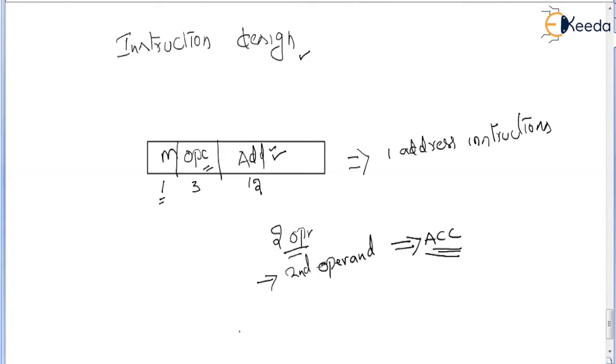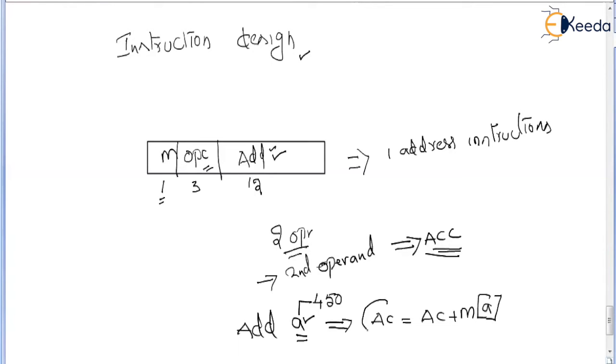Okay, for an example, when I say add a, you need to understand a is a memory location. In the instruction, a will be specified by its address, let us say 450. So when I say add a, it means that accumulator is equal to accumulator plus m of a, right? This is a one address instruction in which there will be one address specified within the instruction which gives you one operand, and the second operand is always the accumulator.